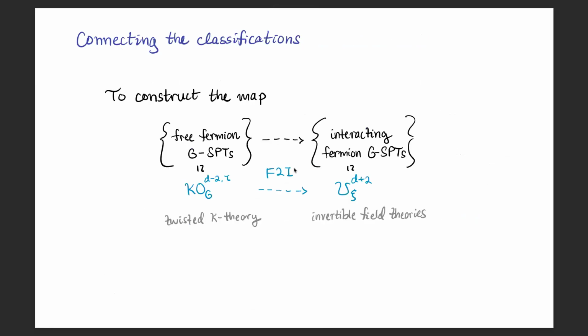So that was some background on each of the classifications, but we really need to connect them. We want to produce a map between them. So we need something that will compare twisted K-theory and invertible field theories, but before we even do that, we probably need to know how to match up the symmetry type. So, you know, what symmetry group, what tangential structure should be used, like which things correspond to each other. So I'll address that first.